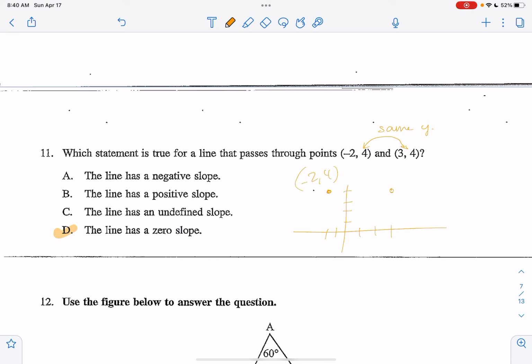That's because if you do change in y over change in x, or y2 minus y1 over x2 minus x1, you'll have 4 minus 4 over 3 minus -2. And that's 0 over 5, which is 0. The y values are the same, so the change in y, the numerator, is 0. So the answer is choice D.